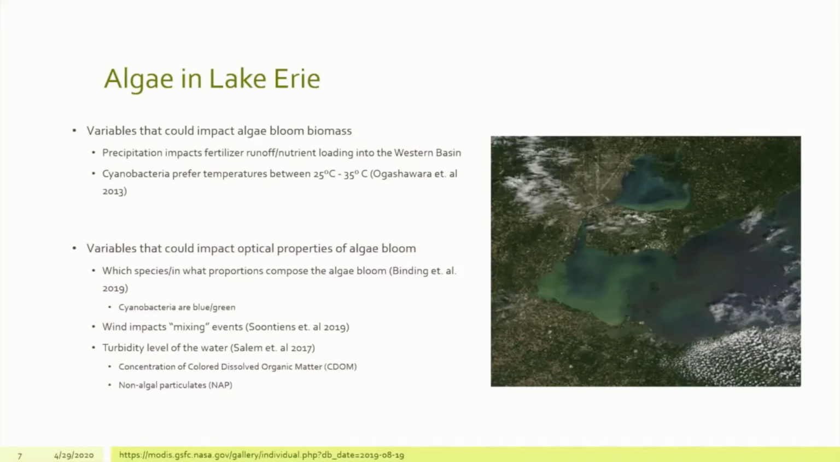And then the other thing that can impact the optical properties is the turbidity level of the water. That's just a little bit of background on kind of the premise of looking into the climate variables and how they might impact algae.